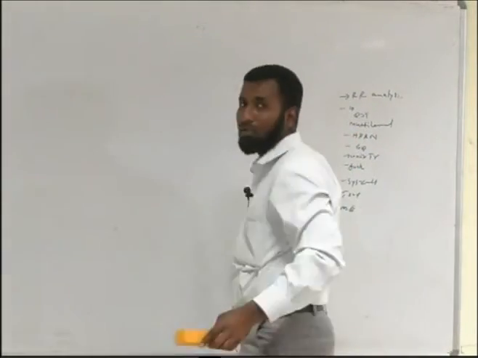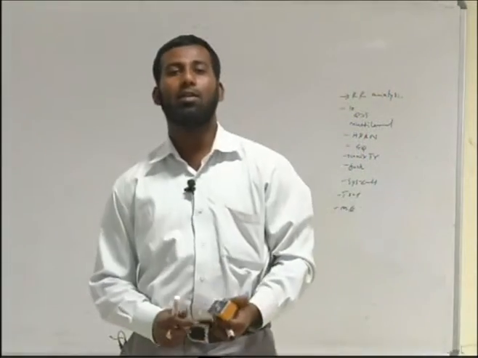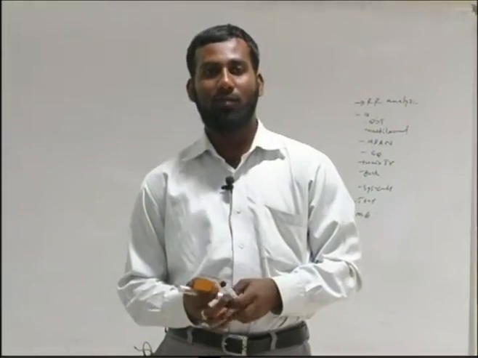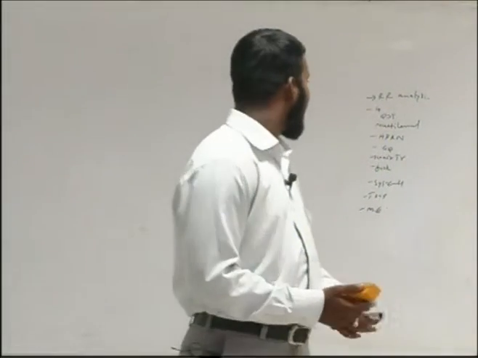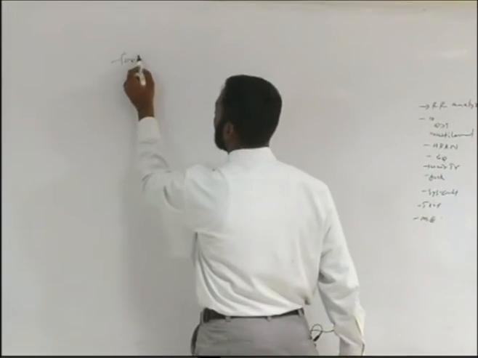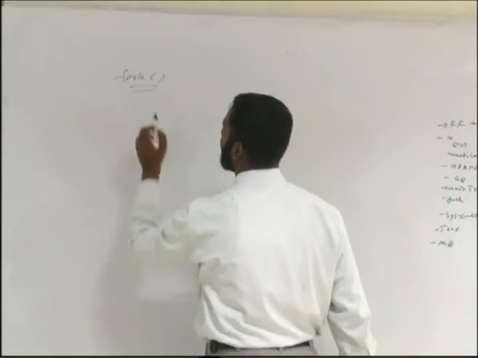So far we discussed that a process has to be created. How will this process be created? A process can be created with the help of a system call called fork. Fork is a system call which creates a process. Okay.